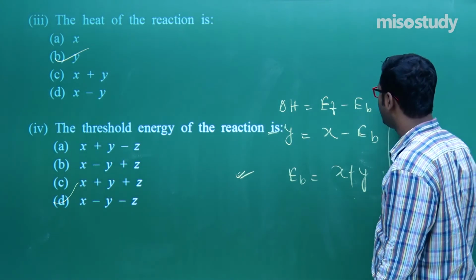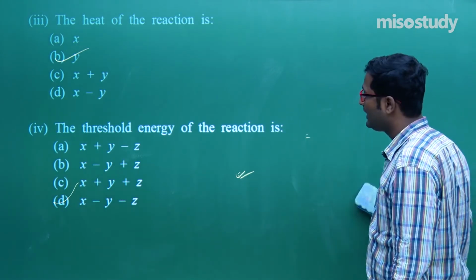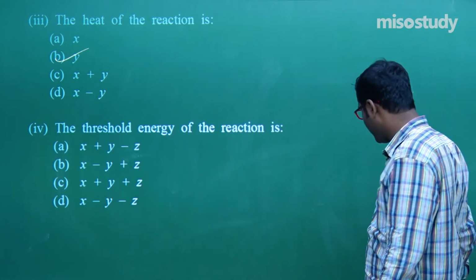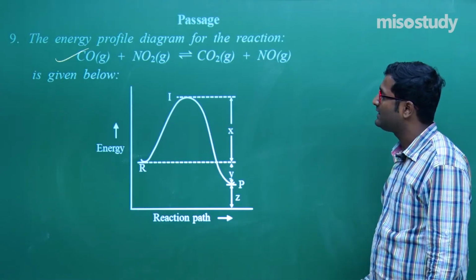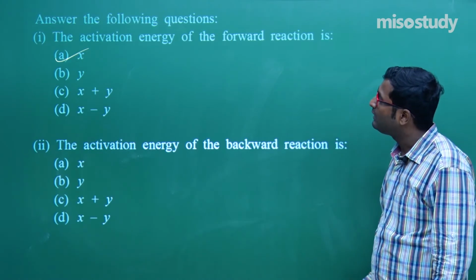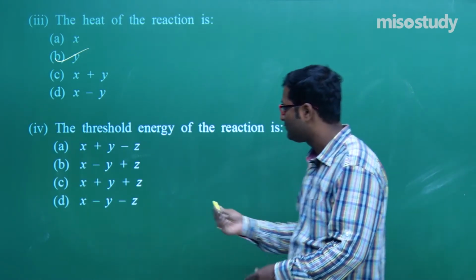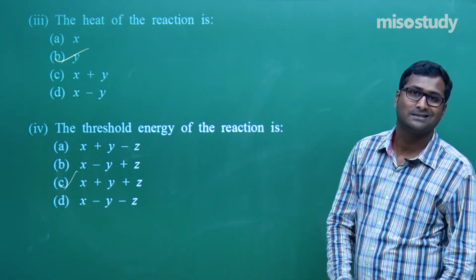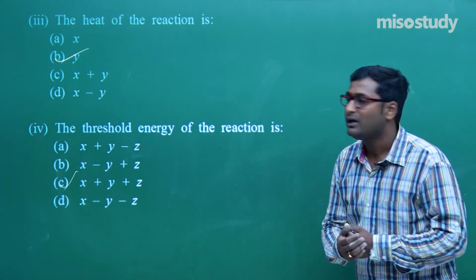The heat of reaction is Y, as mentioned here, and what is the threshold energy? We know the threshold energy is very simple: X plus Y plus Z. So this is the fourth part, and C is the correct option, X plus Y plus Z. Am I right? Yes, sir, you are absolutely right.